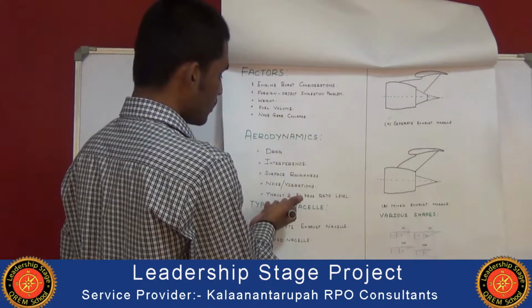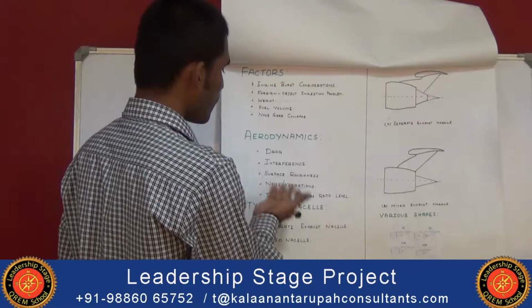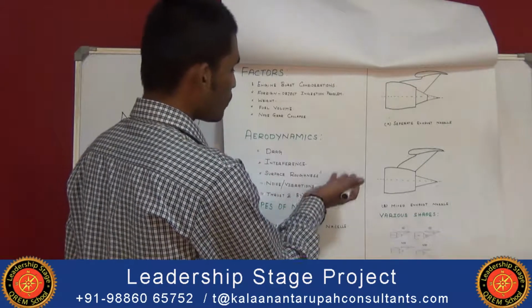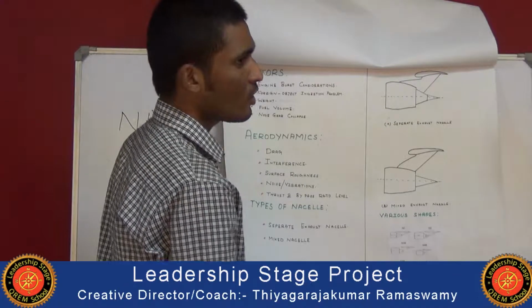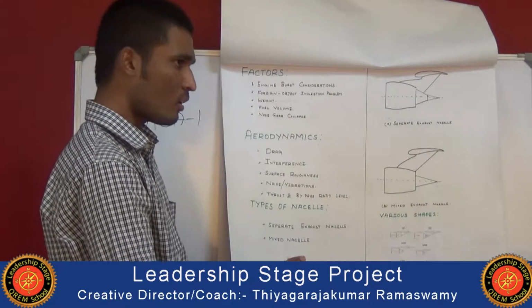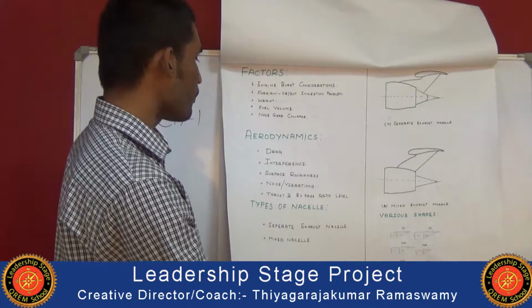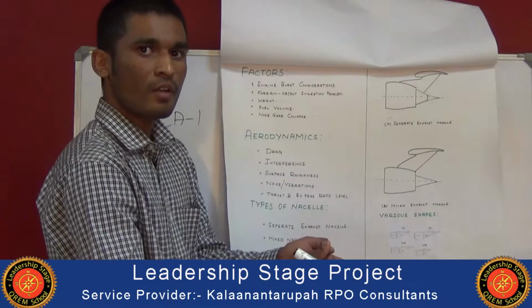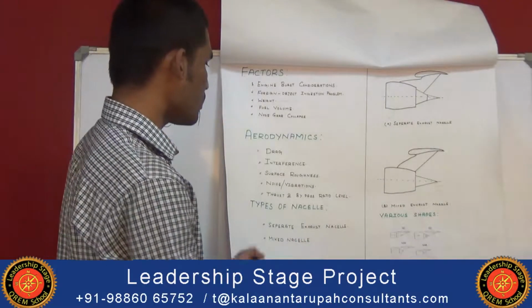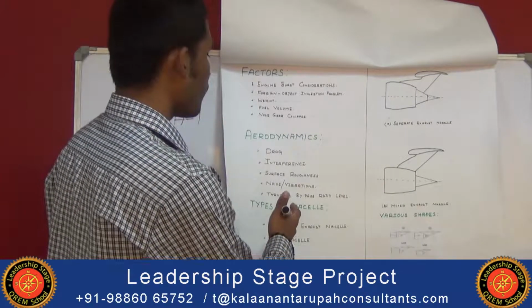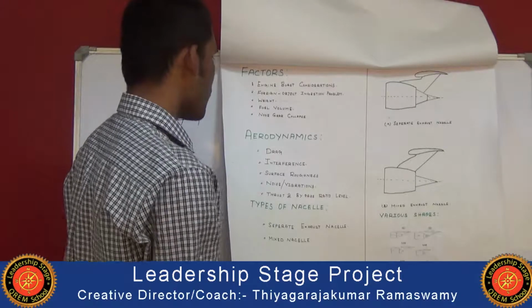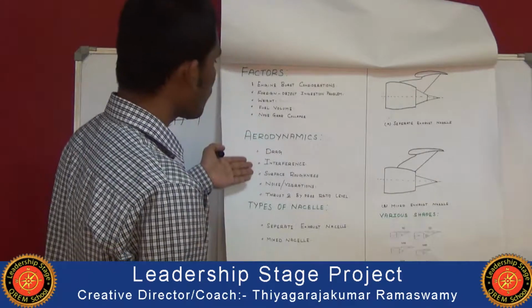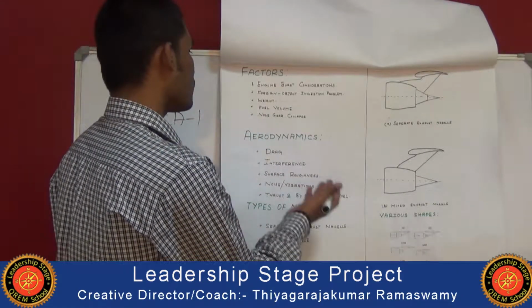Next one is thrust. Thrust is the force that is produced by the engine. And the next one is the bypass ratio level. Bypass ratio is nothing but the ratio between the total air entering the engine and how much air is taken for the combustion process of the engine. And these are the considerations for the design of the nacelle structure.